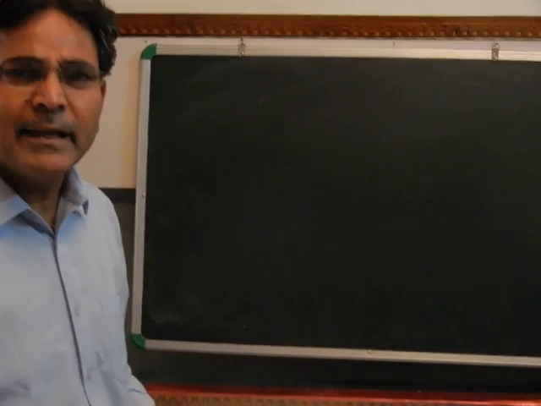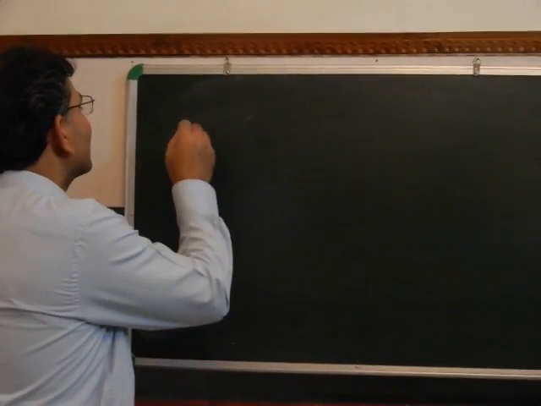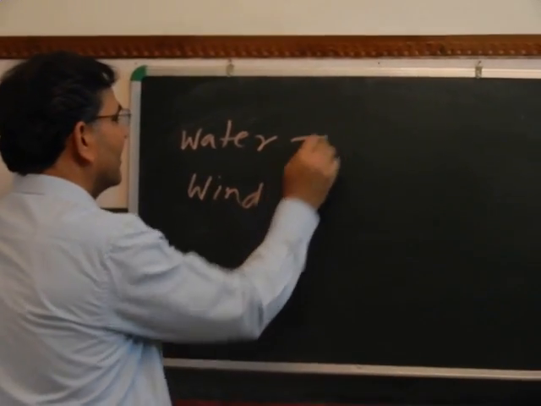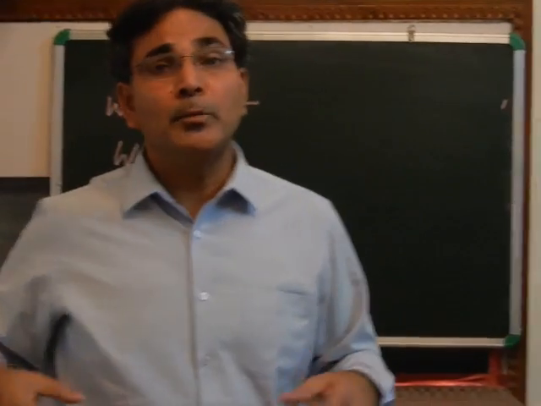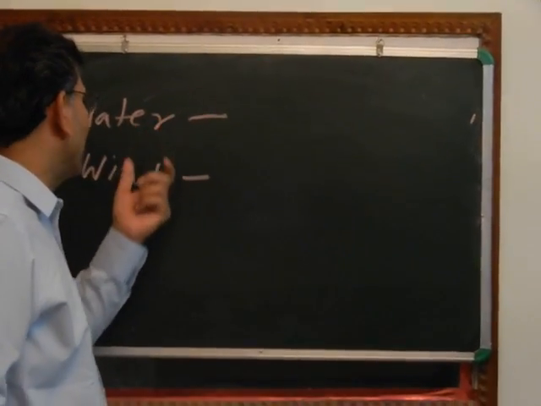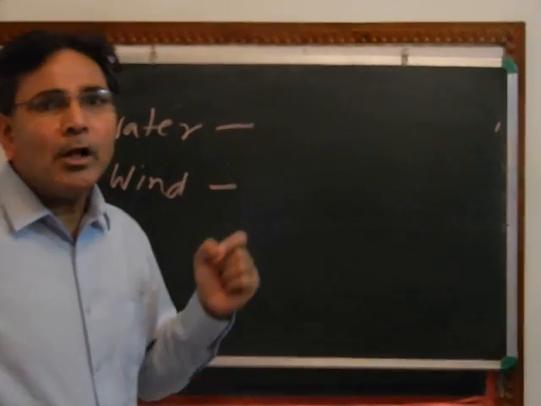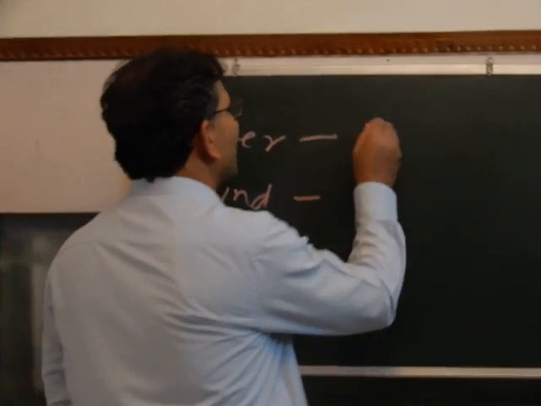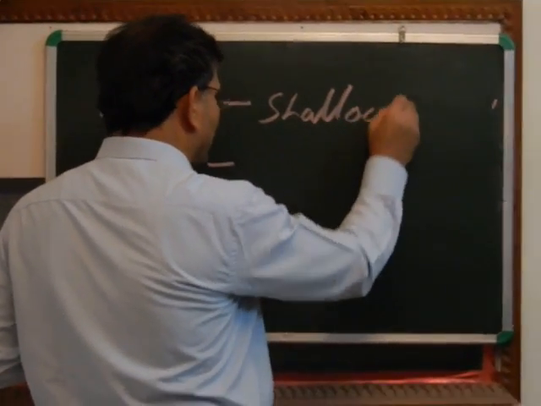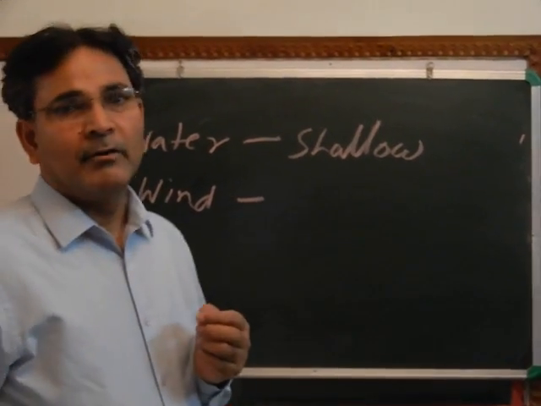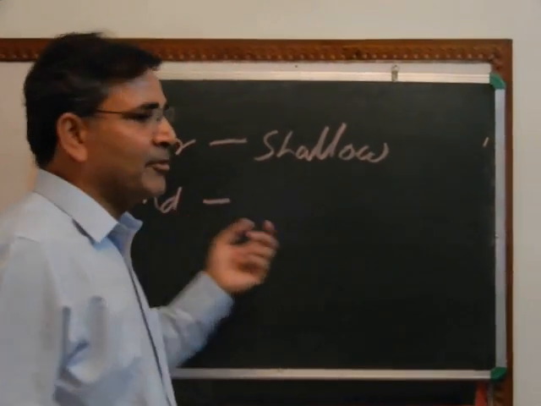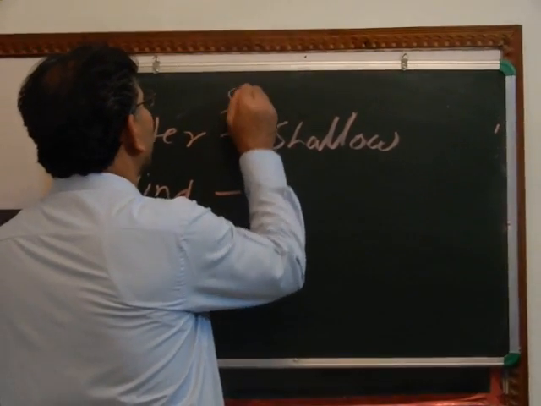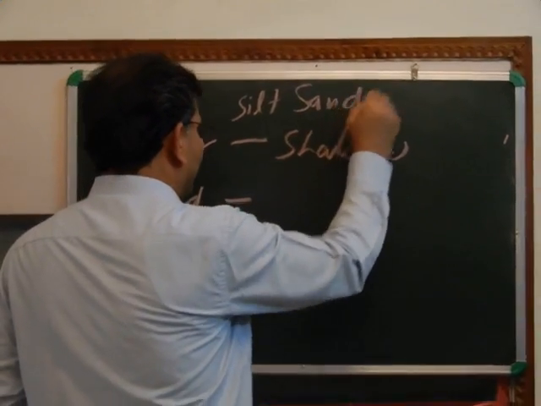Again, there are two types of ripple marks. Some are formed by water and some are formed by wind. There are two most important differences between the ripple marks which are formed by water and which are formed by wind. All those ripple marks which are formed by water, formed underwater, are formed in shallow water, whereas they can be formed in the wind if the velocity is low or if the velocity is high. Generally ripple marks are formed in silt and sand size sediments.